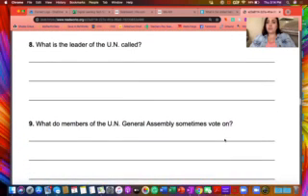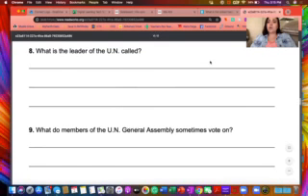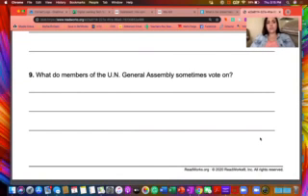All right, now into the free response questions. I'm going to read the question. You guys can pause it, and then I will move to the next question after repeating it once. 8. What is the leader of the UN called? Again, what is the leader of the UN called? Number 9. What do members of the UN General Assembly sometimes vote on? Again, what do members of the UN General Assembly sometimes vote on?